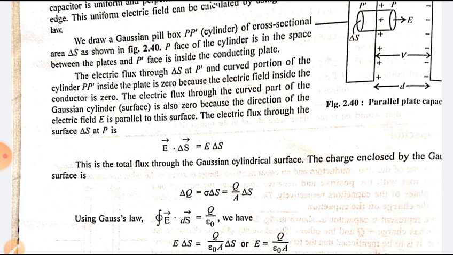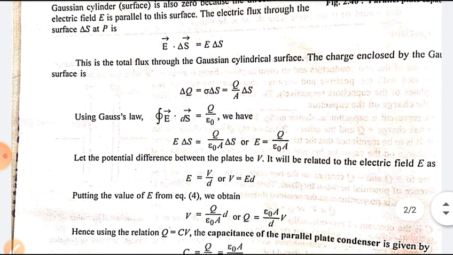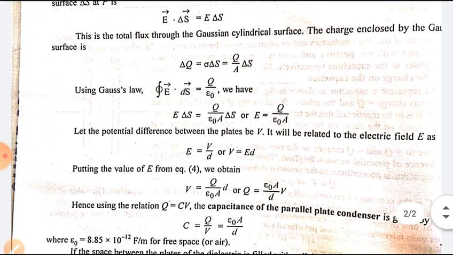Using Gauss law, the closed integral of E dot dS is equal to Q upon epsilon naught. We have E delta S is equal to Q upon epsilon naught A delta S, or E is equal to Q upon epsilon naught A. Let the potential difference between the plates be V. It is related to the electric field E as E is equal to V by d. So V is equal to Ed. Putting the value of E from equation 4, we get V is equal to Q d upon epsilon naught A, or Q is equal to epsilon naught A V upon d.